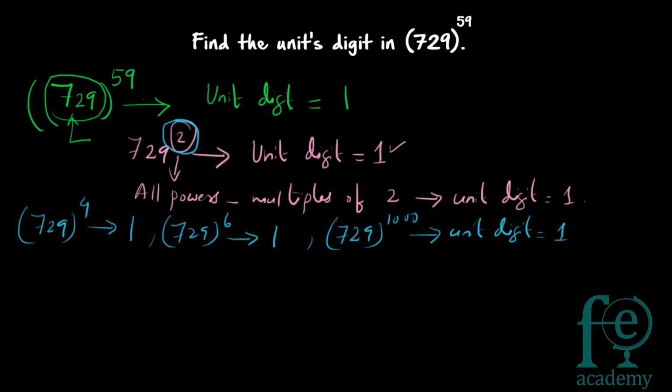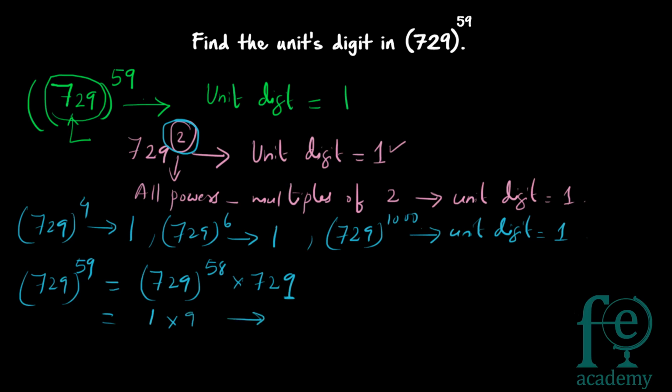Here you have to find out what is 729 raised to 59. How can you split up 729 raised to 59? 729 raised to 58 into 729. So 729 raised to 58 will be ending in 1. All the even powers of 729 will be ending in 1. So 1 into 9 will give you 9 in the units digit.